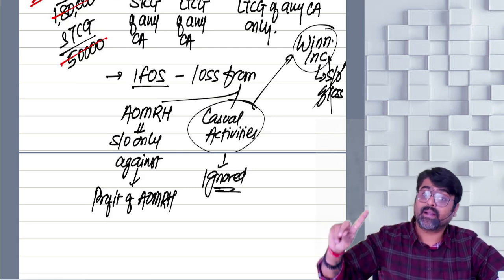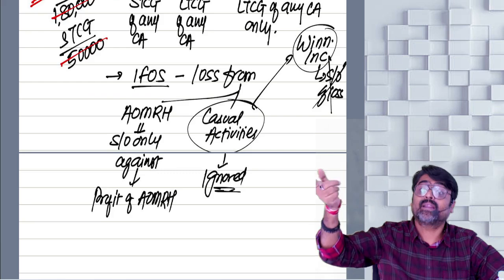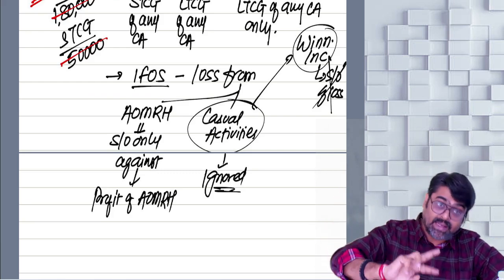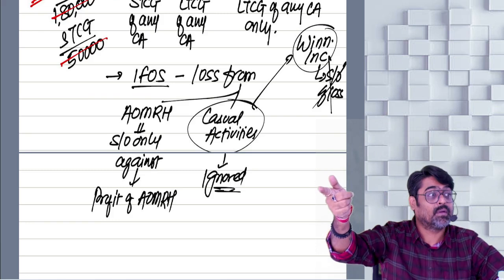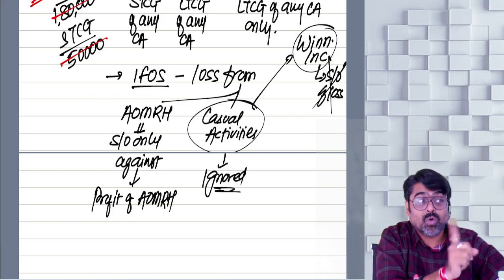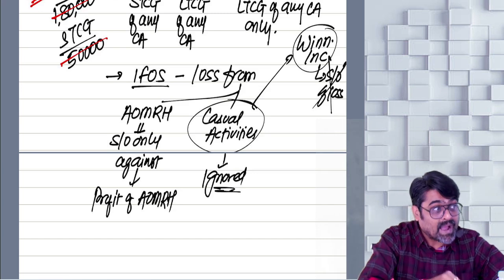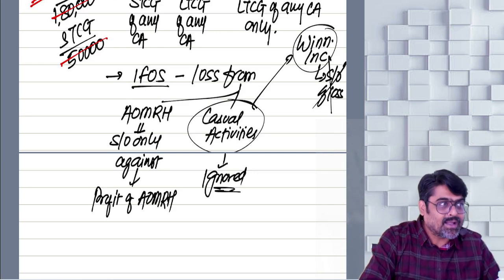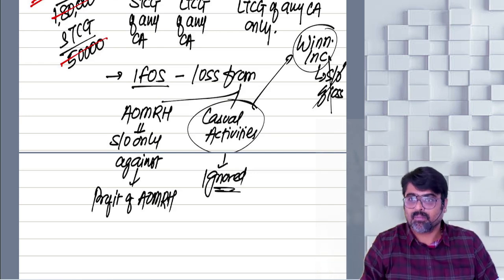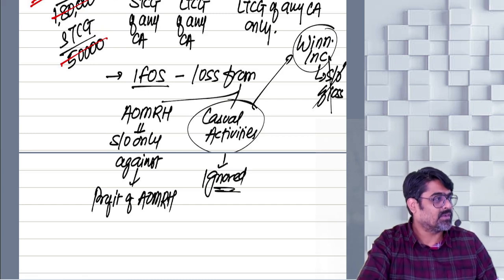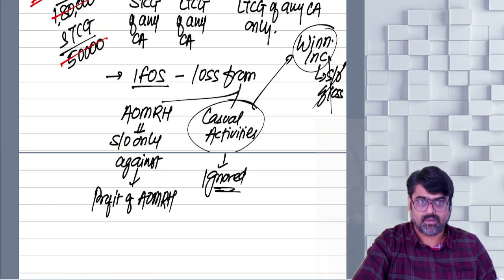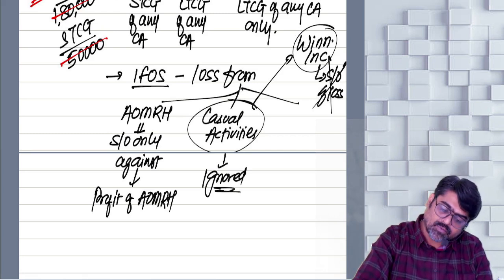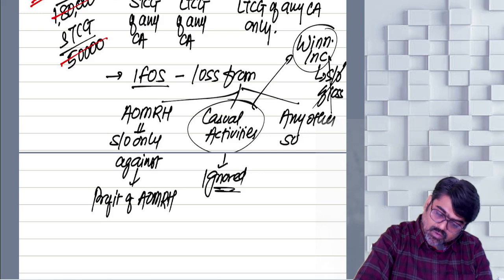But if that casual activity is resulting in a win, you are winning in that casual activity, so as a result you will get winnings income. And remember, from that winnings income, no loss can be set off. If you mistakenly set off any loss of the IFOS head or any other head against that winnings, then your answer is wrong, because against winnings, the losses cannot be set off. You have to remember that. Okay. Now tell me, under the head IFOS, can you have any other source of income? Tell me.